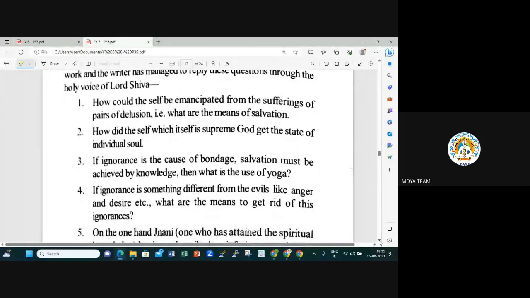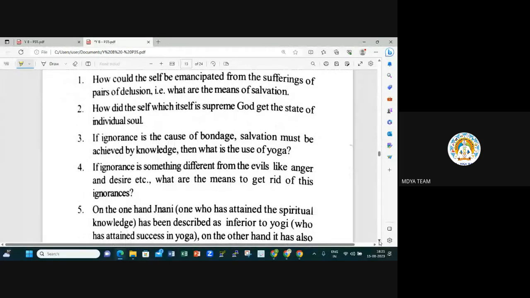Let's come to the third question. What she asked, if ignorance is the cause of bondage. Here the question will be asked in the context of emancipation, so ignorance is there. So the third question becomes: if ignorance is the cause of all types of bondage, and we are not able to free ourselves, then salvation must be achieved by knowledge. Then what is the use of yoga?